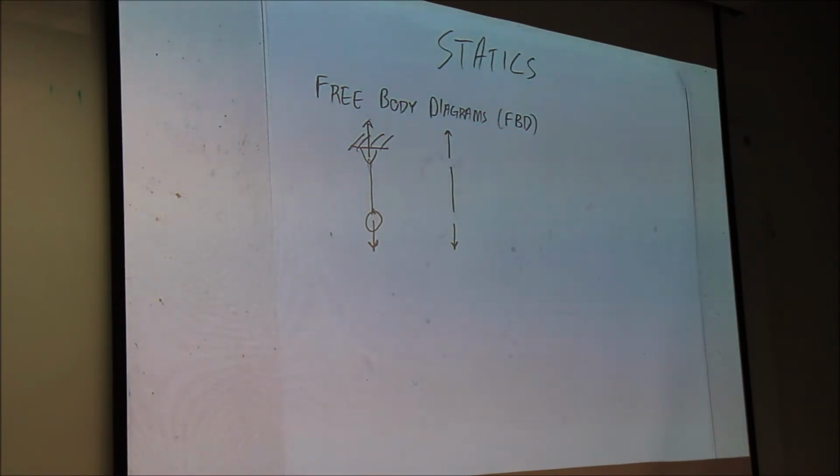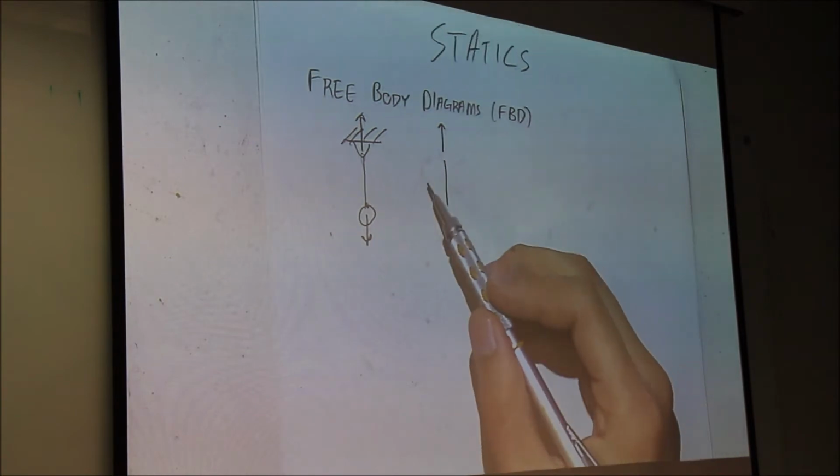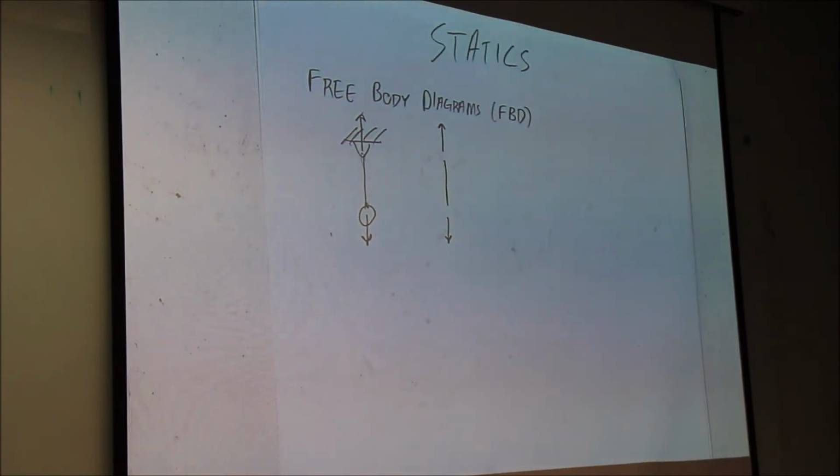It doesn't have to be a wall, it doesn't have to be a ball. All the rod sees is a force pulling down and a force pulling up, right? So this is a free body, this rope here. We've taken it out of context and put in forces to model it the same way it would be in the real world.